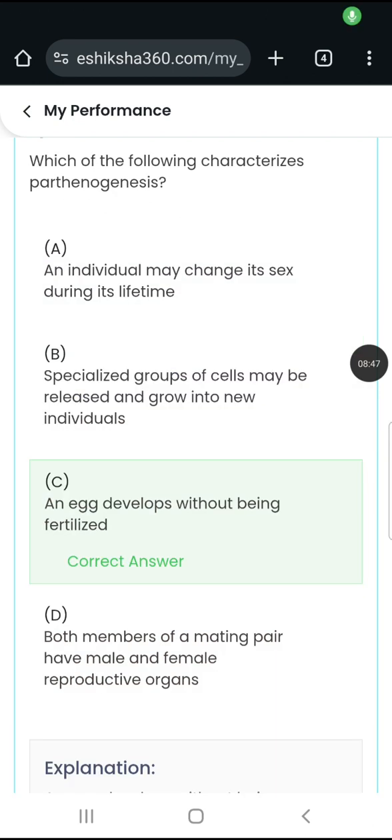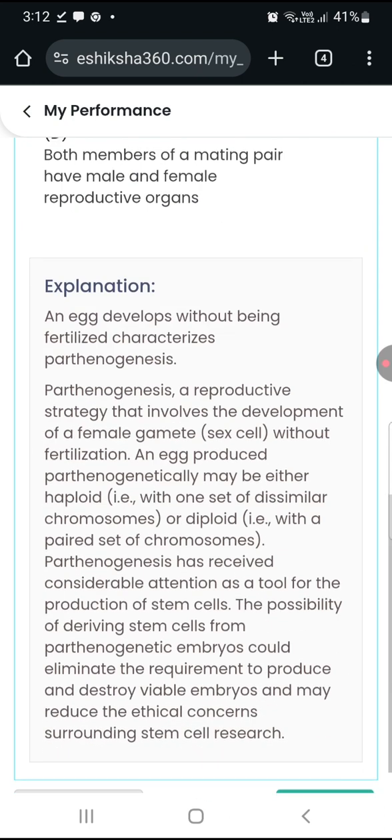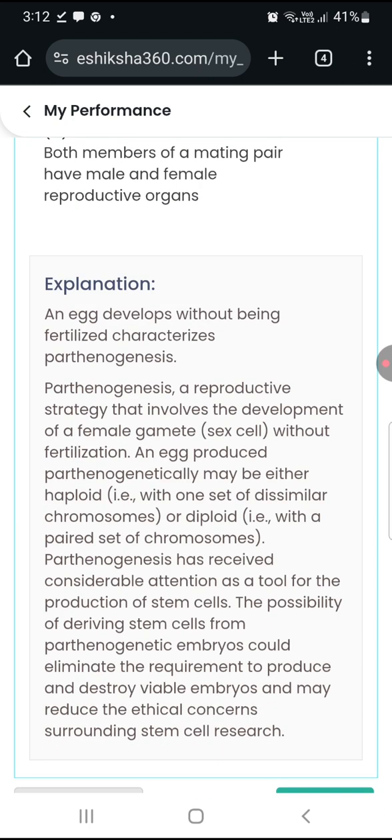Which of the following characterizes parthenogenesis? Answer: an egg develops without being fertilized. Explanation: an egg developing without being fertilized characterizes parthenogenesis.